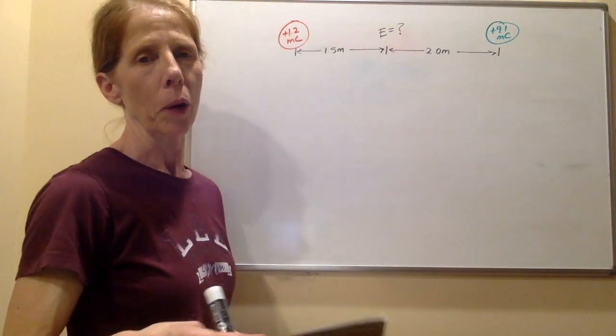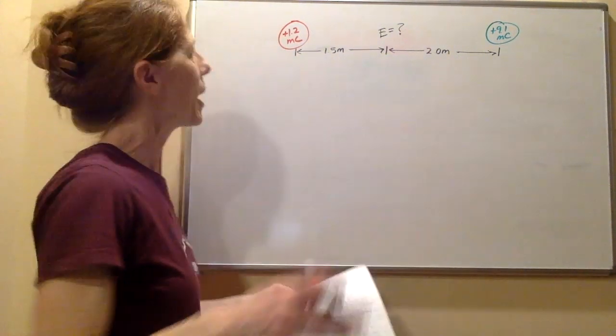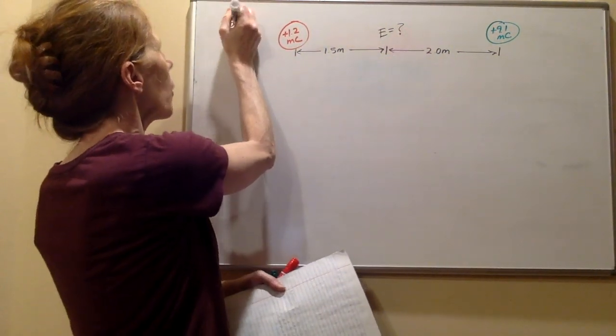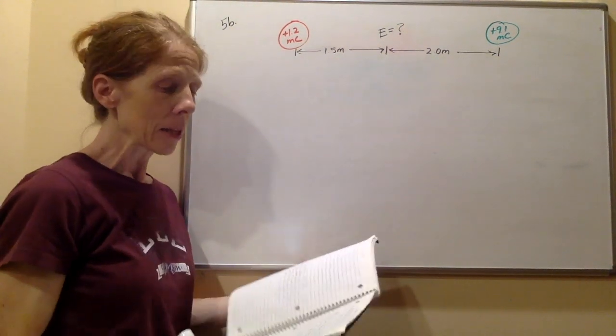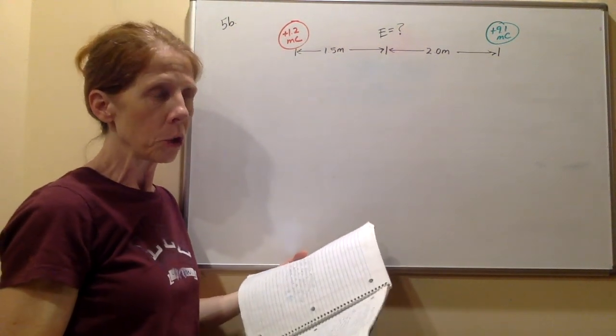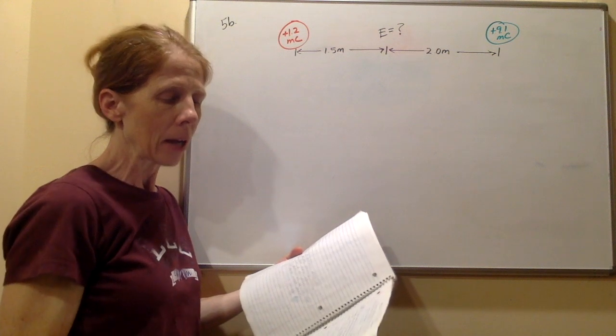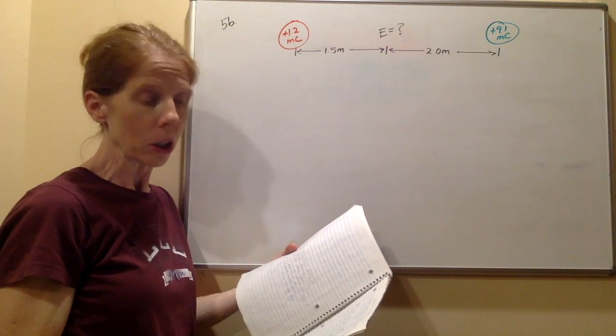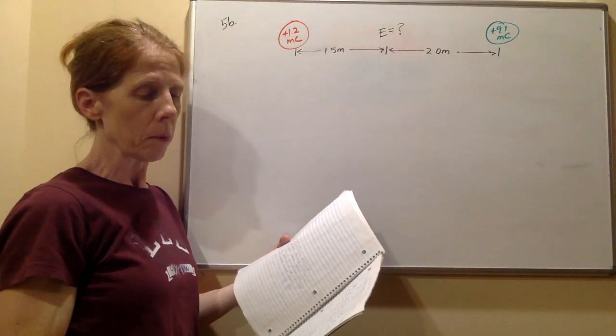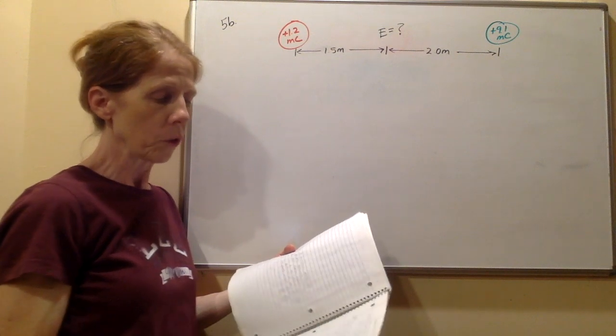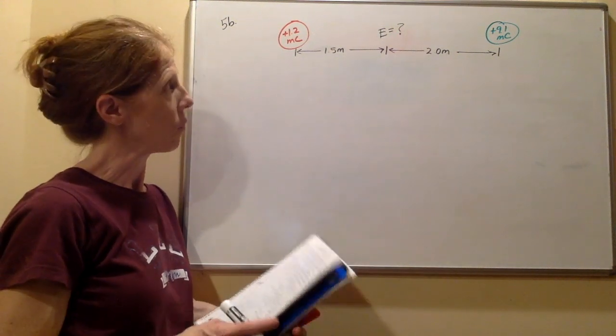One more problem real quick. We're going to work through the second half of problem 5B. And what the question asks us is, if you were to make the 1.2 millicoulomb and 9.1 millicoulomb charges stationary and remove the 6.4 millicoulomb charge, what would the electric field be at the point where the 6.4 charge was?